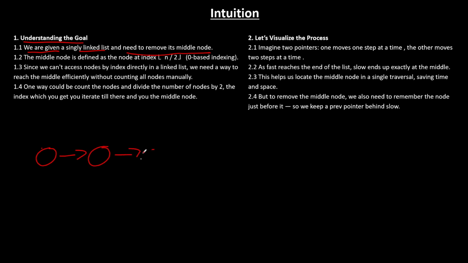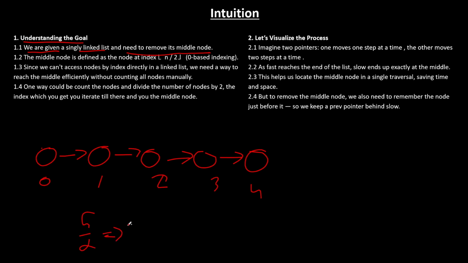Okay. So suppose this is a singly linked list given to us, right? And we have to remove the middle node. So here, if we see 0, 1, 2, 3, 4, we have 5 nodes here, right? So 5 divided by 2 gives me what? 2.5, but in integer format it will be 2, right? So this node will be removed. So the middle node is defined as the node at index n by 2, right?